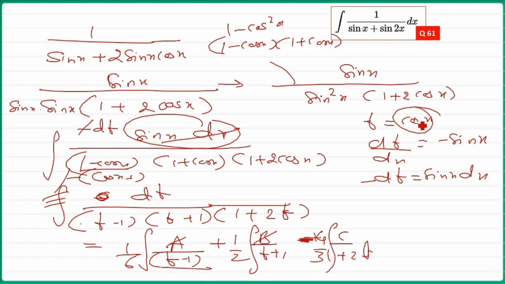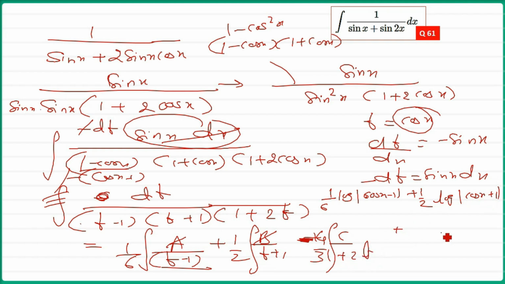So when you integrate this, all the constants I told you that you will be able to compute. It will be log of t minus 1. So log of cos x minus 1 will come. So let me write it just to show you. 1 by 6 log of cos x minus 1 will be the first term. After computing b, half will come. And you can write this as log of cos x plus 1, that is 1 plus t or t plus 1.